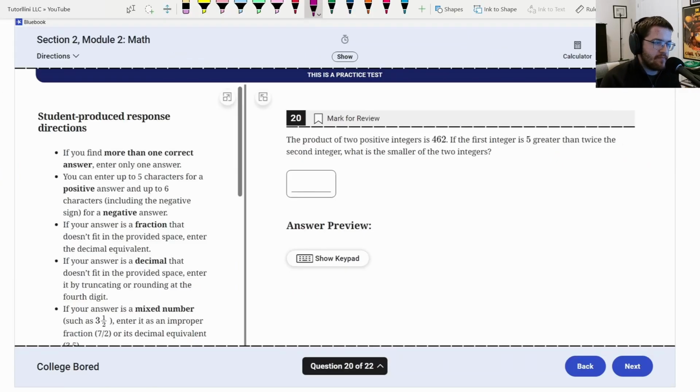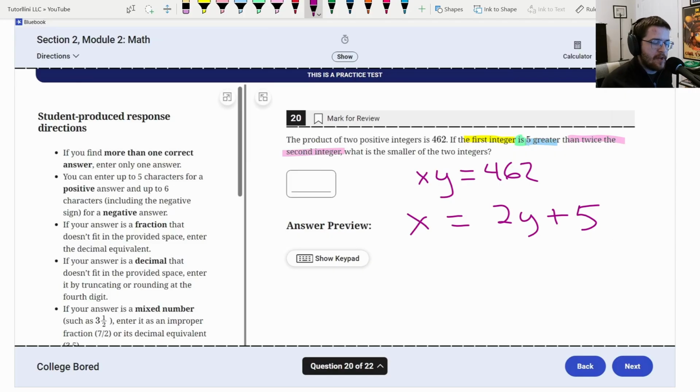Okay, question 20. The product of two positive integers is 462. Product means the result of a multiplication, so x times y equals 462. Now it says the first integer, which you'll notice I called x, is 5 greater than twice the second integer. So x equals, and then twice the second integer is 2y, and 5 greater is plus 5.